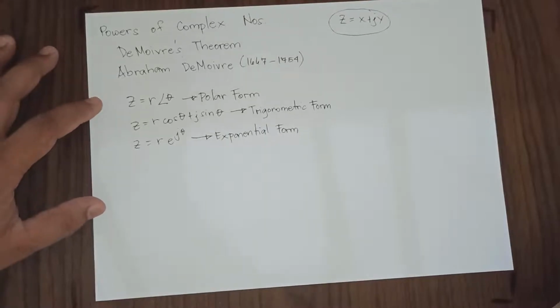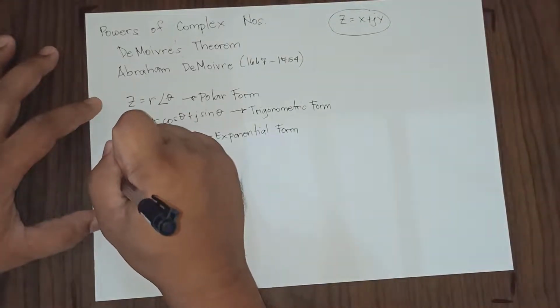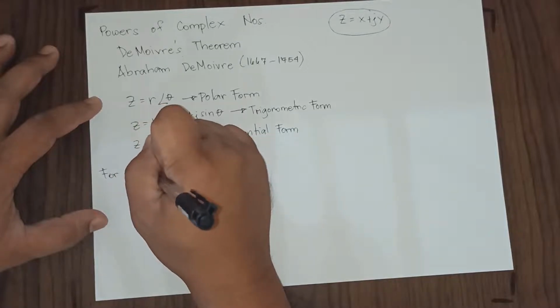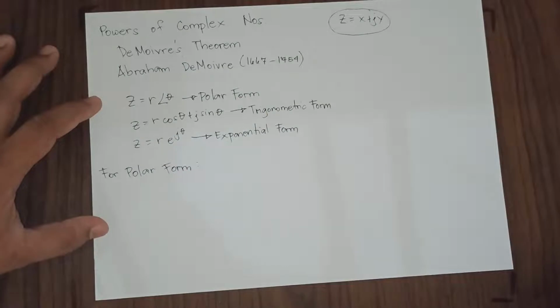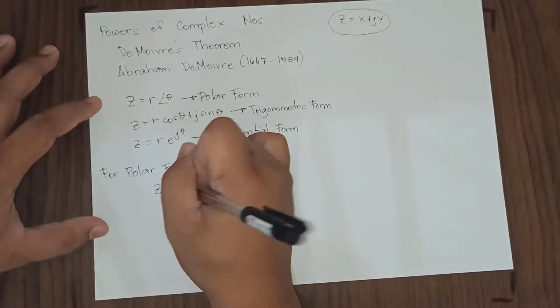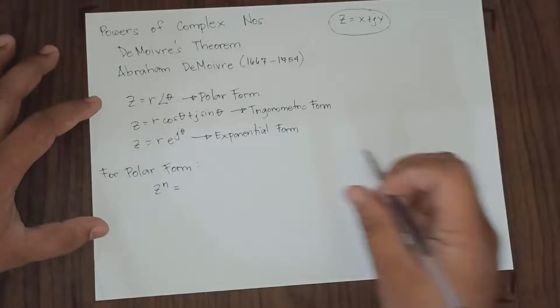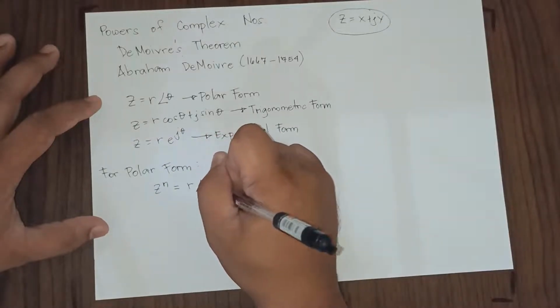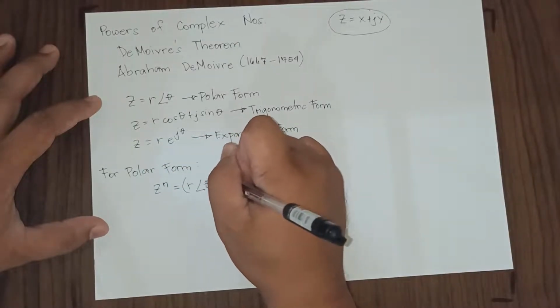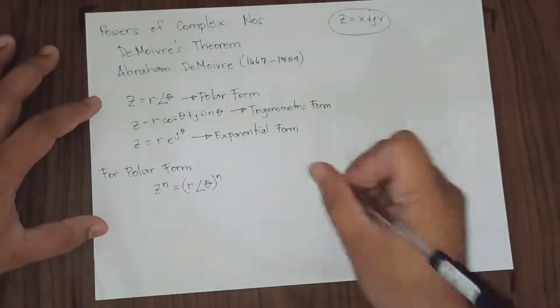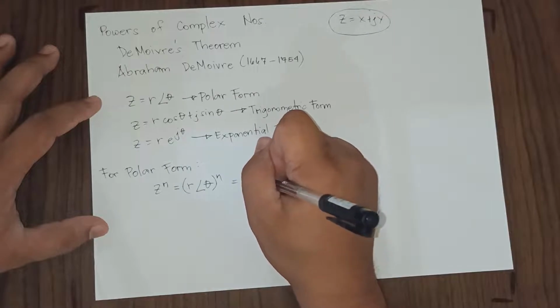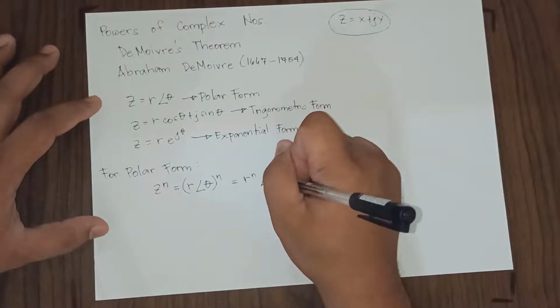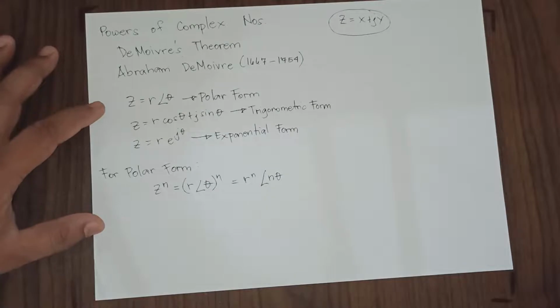Okay? So paano ba ginawan ni DeMoivre ng solution yung tinatawag nating powers of complex number, or yung tinatawag nating multiplying itself repeatedly, no? So for example, for polar form, if z raised to n, that is r bar angle of theta raised to n, right? And ganito dapat siya ma-apply, r raised to n bar angle n times theta.